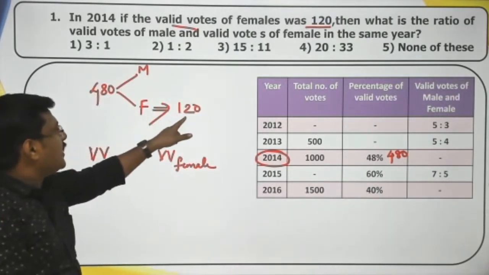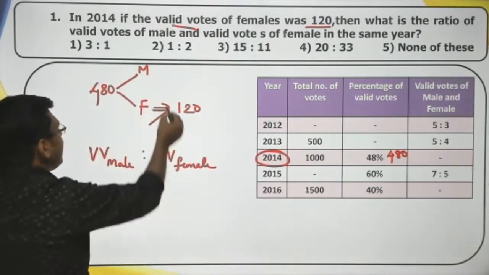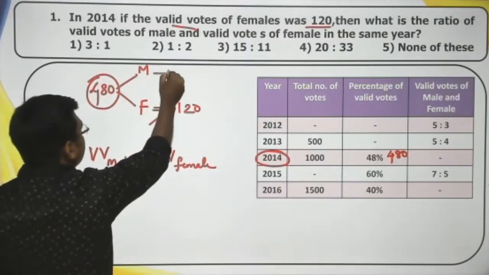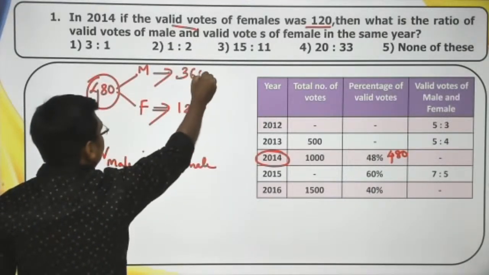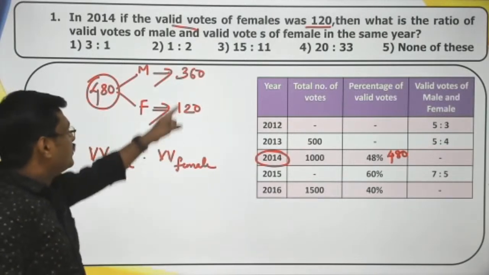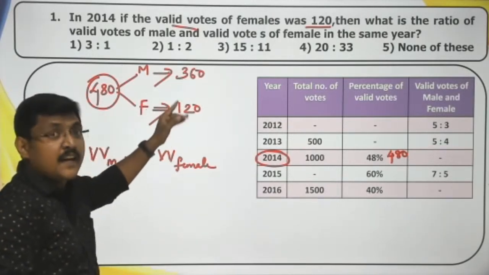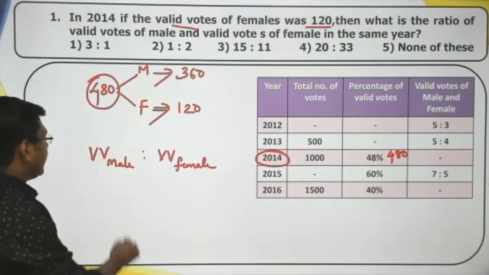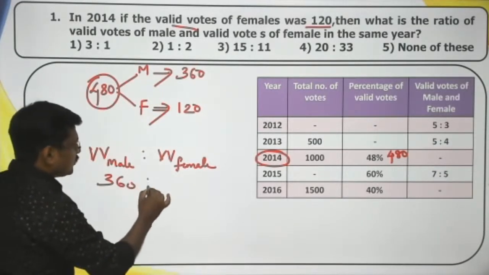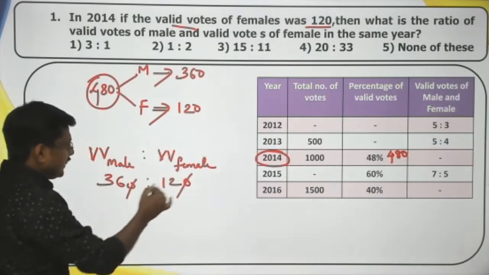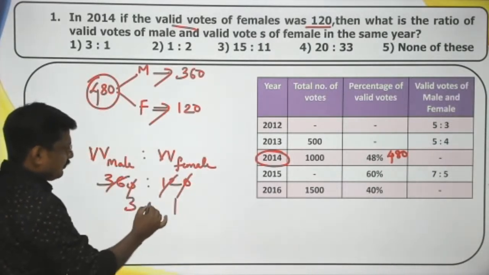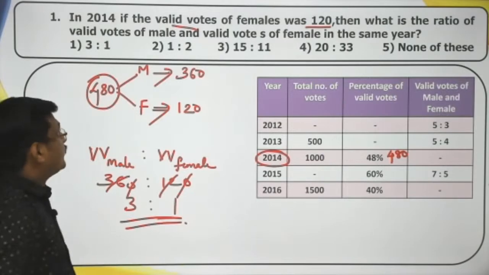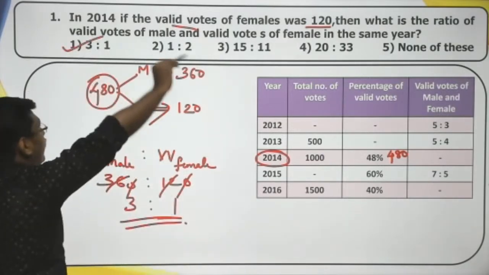If female is 120, then for sure the male will be, in order to make the sum 480, 360. So 360 and 120 are the counts, and we need to find the ratio. That means valid vote male is to valid vote female, that is 360 is to 120. On cancelling, 1 time, 3 times. So the final ratio is 3 is to 1. For this question, the answer is option number 1, 3 is to 1.